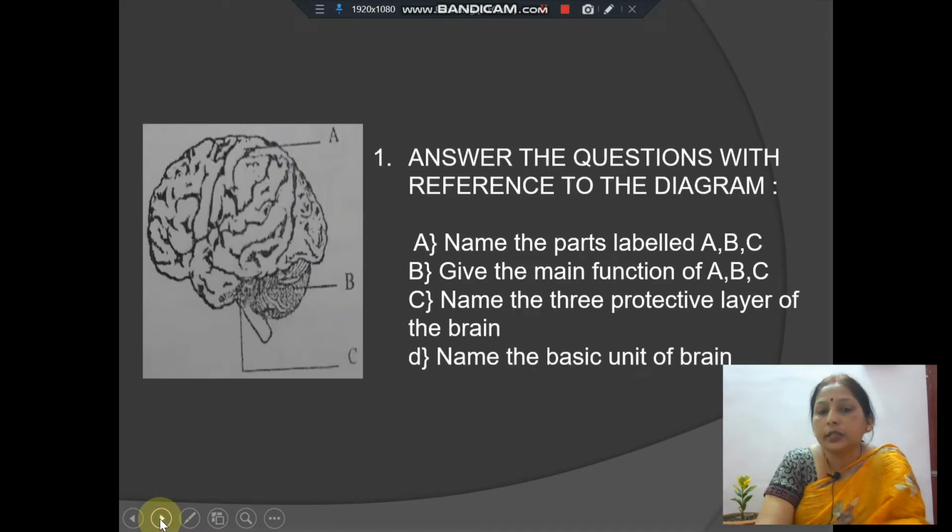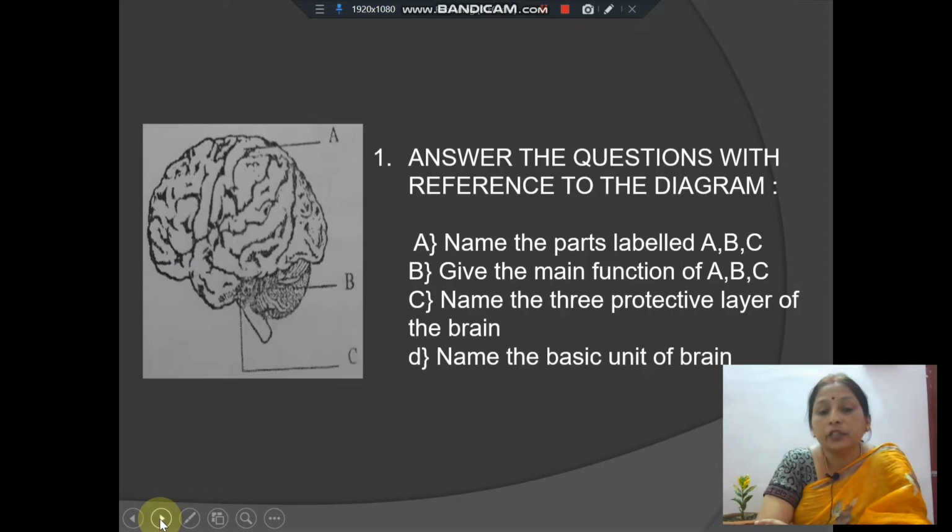Next, diagram based question. Answer the question with reference to the diagram. Name the parts labeled A, B, C. A is the cerebral hemisphere or cerebrum, B is the cerebellum, and C is pons varolii. Next question related to this diagram: give the main function of A, B, C. Since A is cerebrum, it is the seat of intelligence. It is responsible for willpower, memory, and mental ability. So all kinds of intelligence are related to the cerebrum.